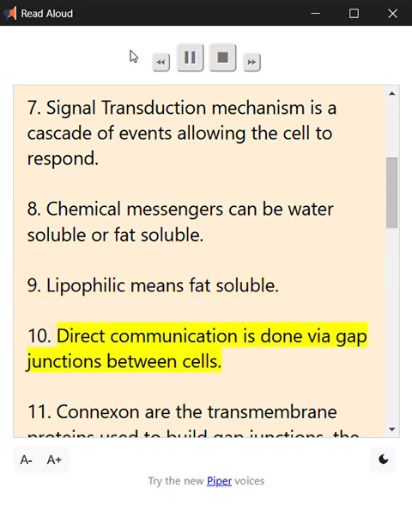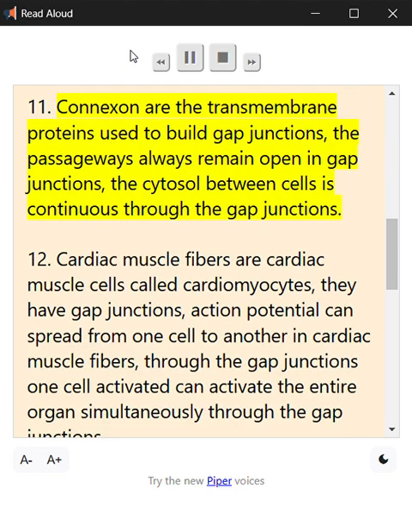10. Direct communication is done via gap junctions between cells. 11. Connexins are the transmembrane proteins used to build gap junctions. The passageways always remain open in gap junctions. The cytosol between cells is continuous through the gap junctions.